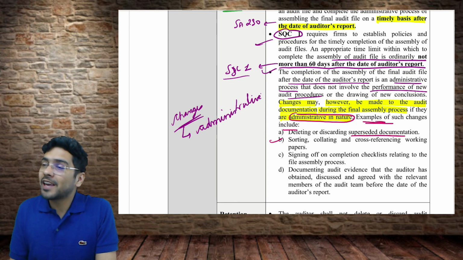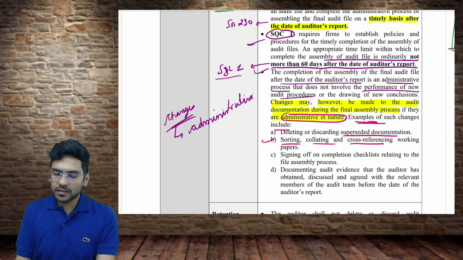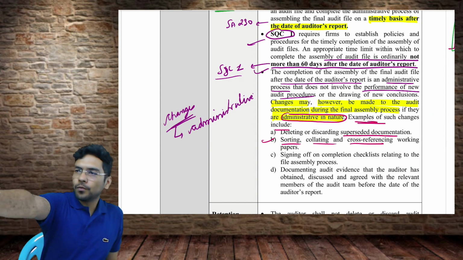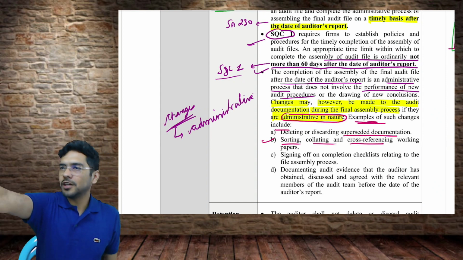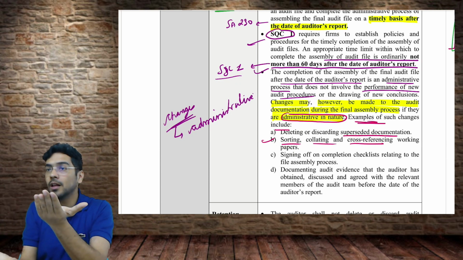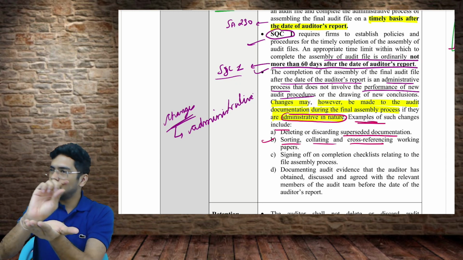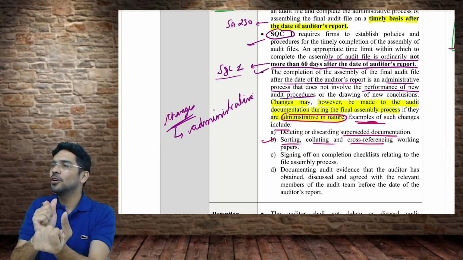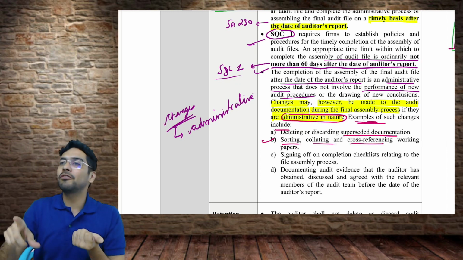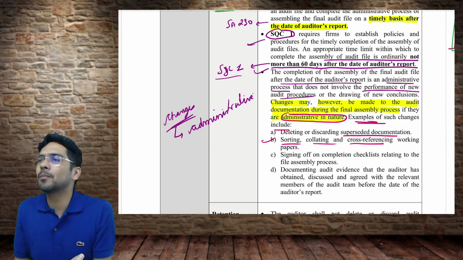Then, can you sort, collate and cross reference? What do you mean by this? Let's say you were asked to do the liability side, she was asked to do assets, you were asked to do P&L. So can I arrange assets first, liability next and then P&L? But if I am putting the papers of assets first, there will be fixed assets, there will be depreciation also, but depreciation will also be a part of P&L. So can we give cross referencing? Yes. This is nothing but administrative work.